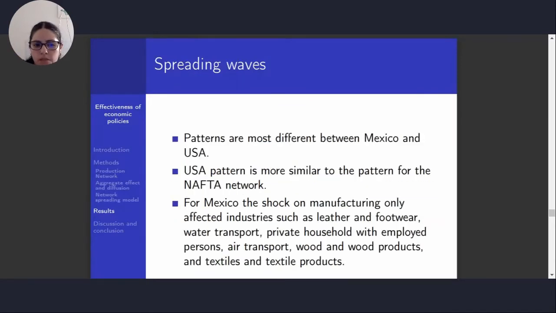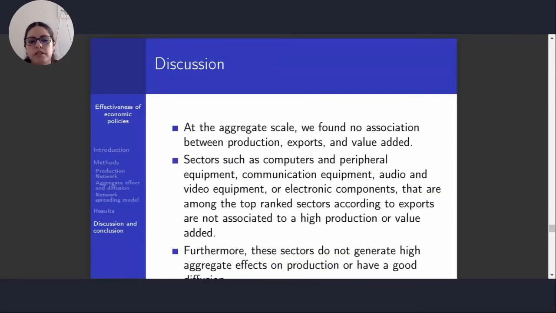I'm going to go directly to the discussion and conclusions because I'm running out of time. For me, it's interesting that all these types of analysis between input, output, aggregate macroeconomic variables, diffusion, and network properties really gave us additional information about why these export sectors are not able to promote growth, which was the objective of the policy for Mexico. As the input-output literature has been reporting, they are disarticulated from the rest of the economy. They have low centralities, they don't have good diffusion, they don't generate value added.